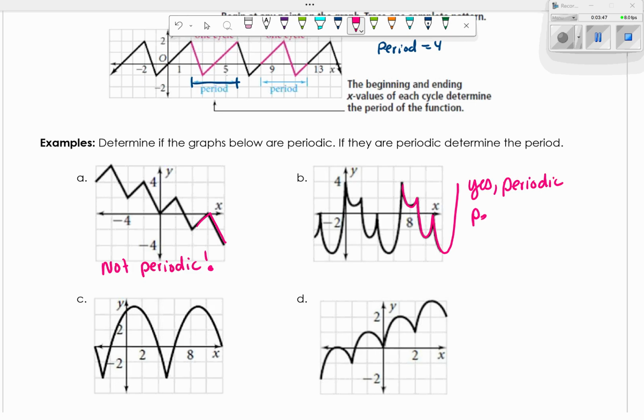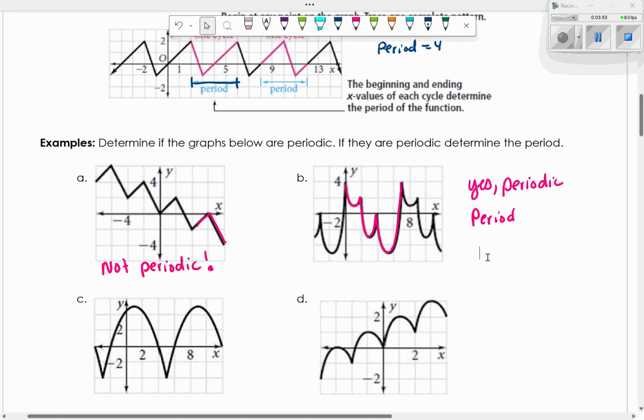And what is the period? Now we want to figure out what that distance is before it starts to repeat the graph. You have to be careful on this one, because it looks like the scale is going by 2. So this is 2, 4, 6, 8. It stops here, and it looks like it's in between. So that looks like this is at 7, and it's starting at 0. So that means that the period is 7.